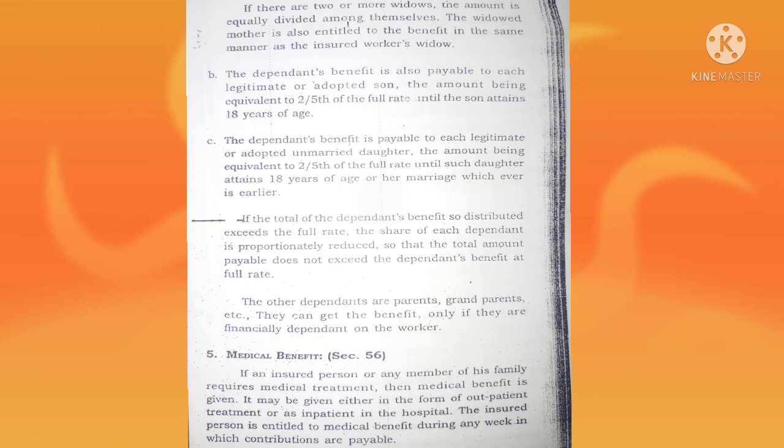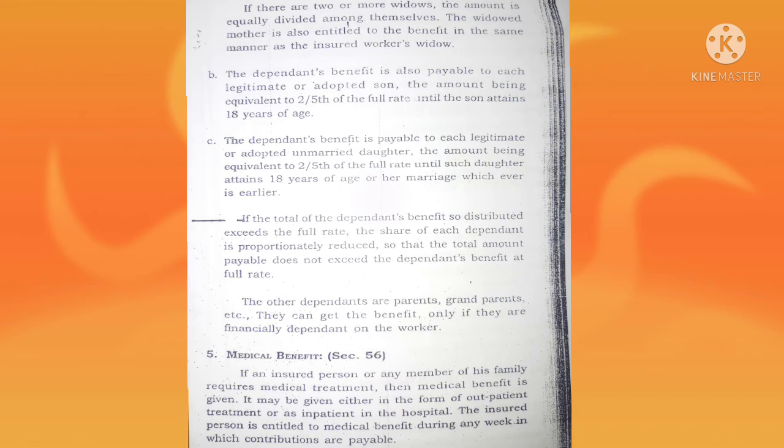So the dependent's benefit is also payable to each legitimate or adopted son, the amount being equivalent to 2/5 of the full rate until the son attains 18 years of age. The dependent's benefit is payable to each legitimate or adopted unmarried daughter, the amount being equivalent to 2/5 of the full rate until such daughter attains 18 years of age or marriage, whichever is earlier.